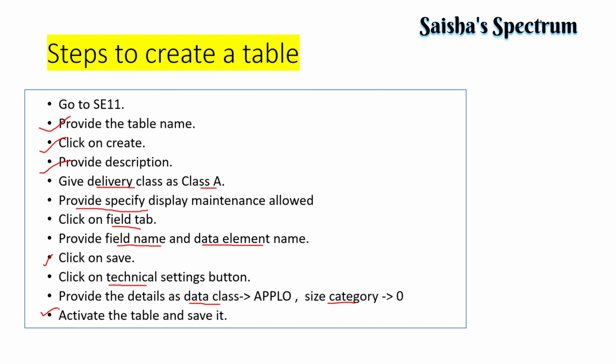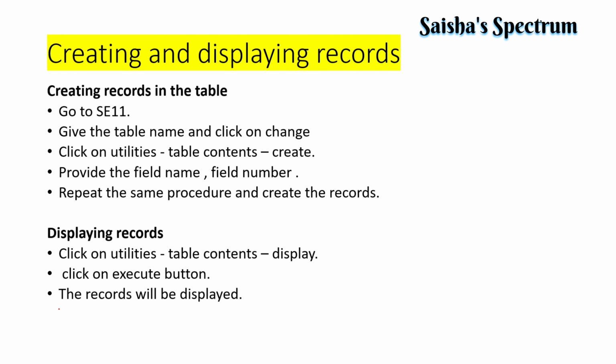After all these steps, we need to create the records in the table. So to create a record, in the same screen go to the utilities, click on the table content and then click on the create button. Then provide the field name and field number. These are the two fields in the table, and repeat the same procedure for creating all different records.